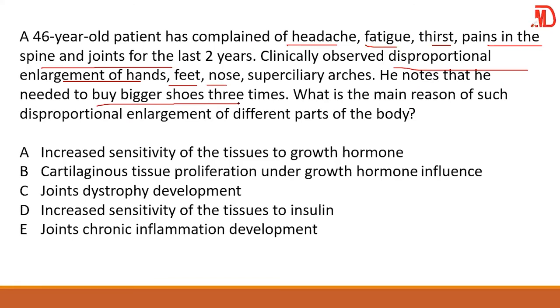That's like three times bigger. So what is the reason? The reason is that too much growth hormone is being produced. And when too much growth hormone is being produced, what happens? The cartilages begin to proliferate faster than normal. So here we are looking at cartilaginous tissue proliferation under growth hormone influence. Cartilages are actually part of the bone. So these bone tissues are proliferating more due to the action of growth hormone on them. That is why your answer is B.